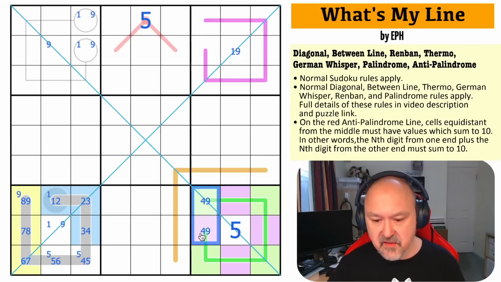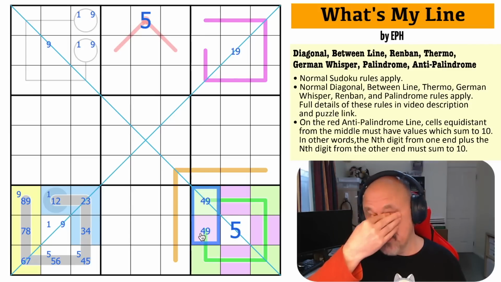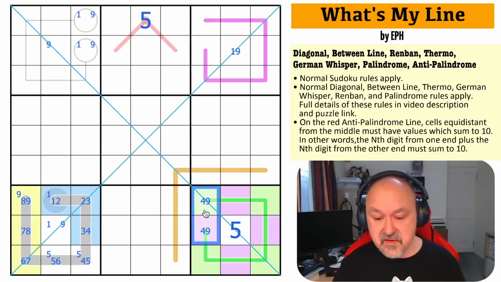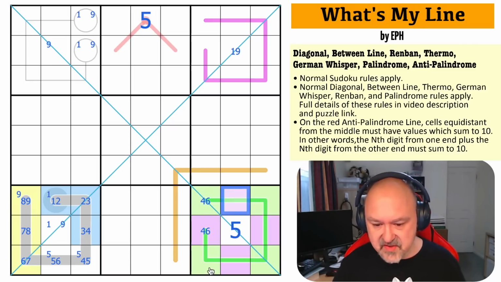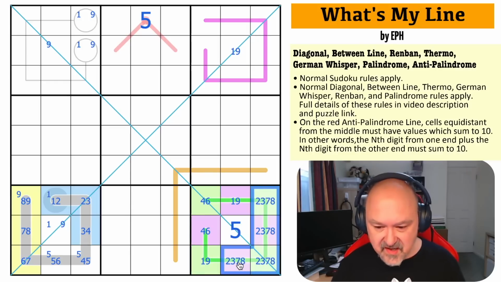So the only thing that can go next, this is a common German whisper trick I've used. The only thing that can go next to these is 4 and 6, because I can't put them in any of the others. And wherever the 4 goes, it has to be next to the 9, and wherever the 6 goes, it has to be next to the 1. This leaves 2, 3, 7, and 8.